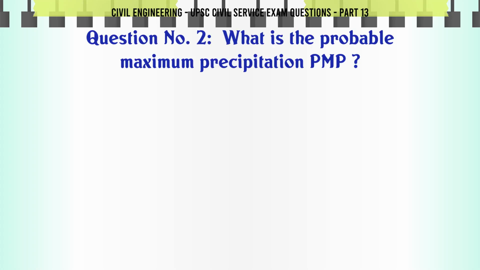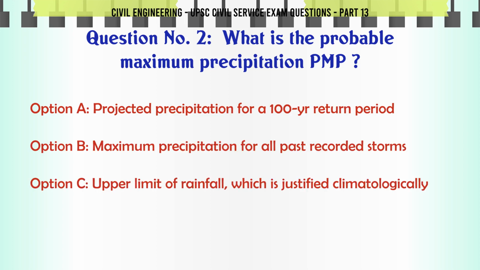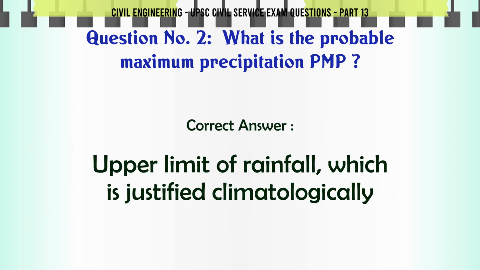What is the probable maximum precipitation, PMP? A. Projected precipitation for a 100-year return period. B. Maximum precipitation for all past recorded storms. C. Upper limit of rainfall which is justified climatologically. D. Effective precipitable water. The correct answer is upper limit of rainfall which is justified climatologically.